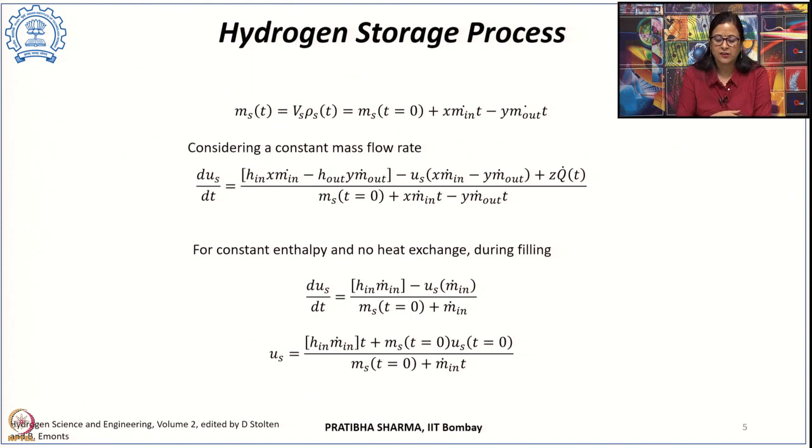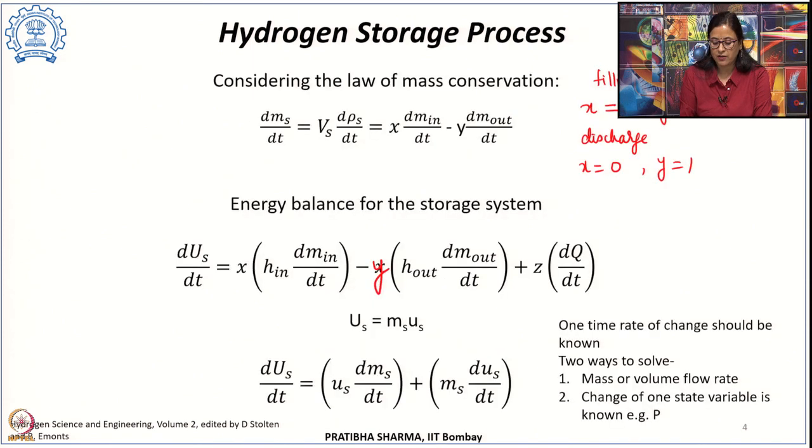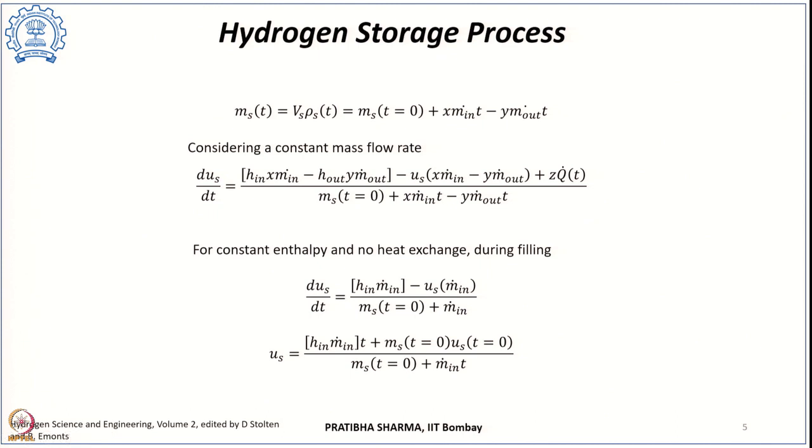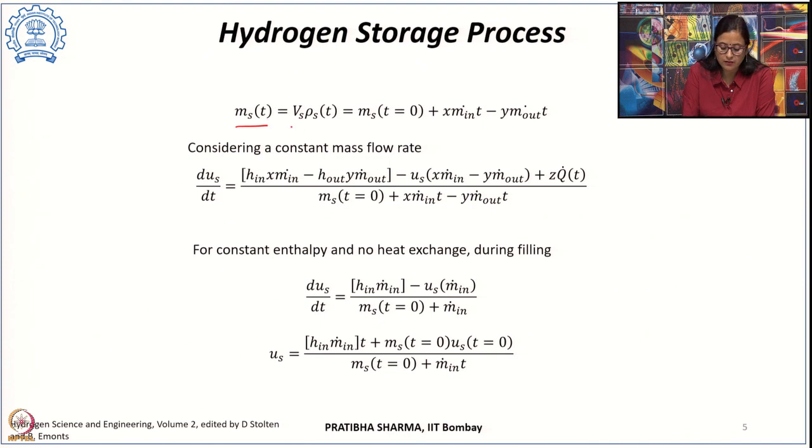Now, we can solve this, for example, considering the first method. If we know the mass flow rate or volume flow rate, let us consider the mass flow rate to be constant. So, the mass in the storage system is nothing but the volume times the density, and this can be expressed as the initial mass at t equal to 0, at the time of filling or at the time of delivery, plus x times m dot in, the mass flow rate entering, minus y times m dot out, the mass leaving, times t.